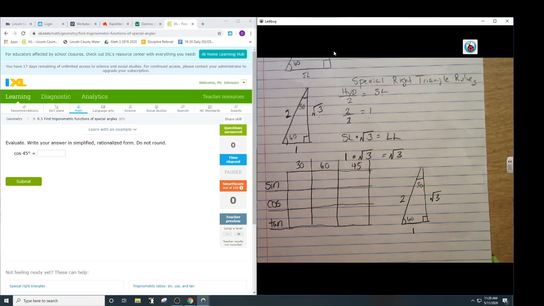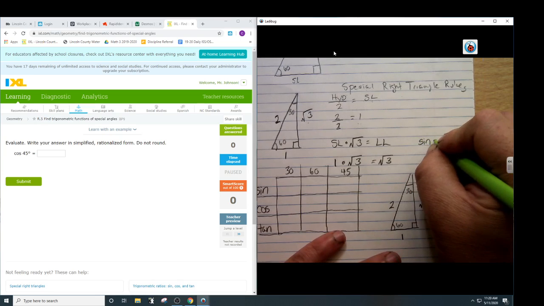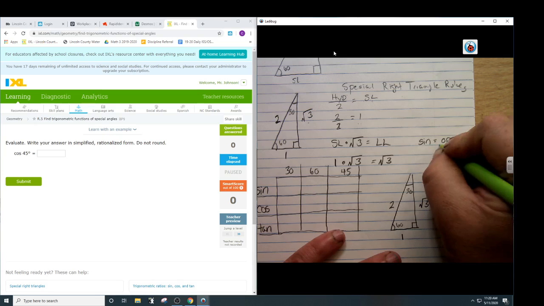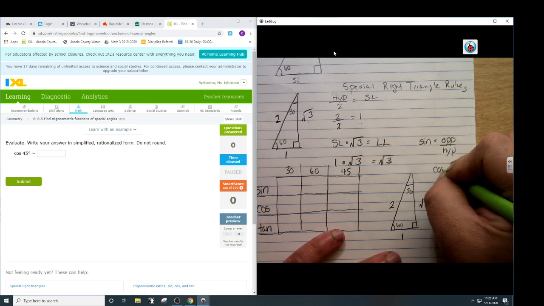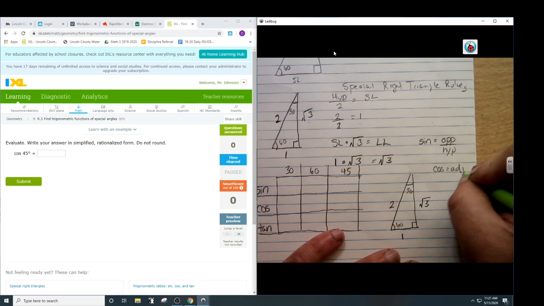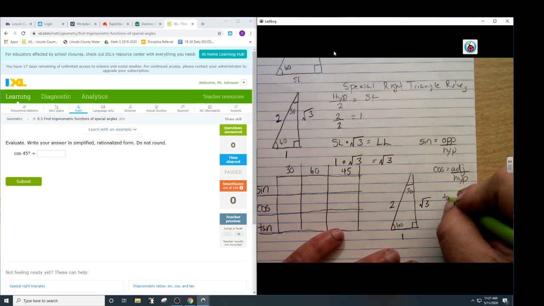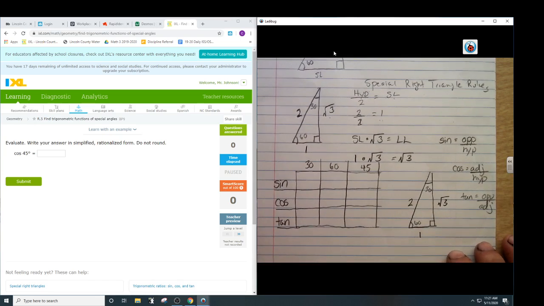Now remember, sine is opposite over hypotenuse. Cosine is adjacent over hypotenuse. And tangent is opposite over adjacent. So let's go ahead and fill this chart in.